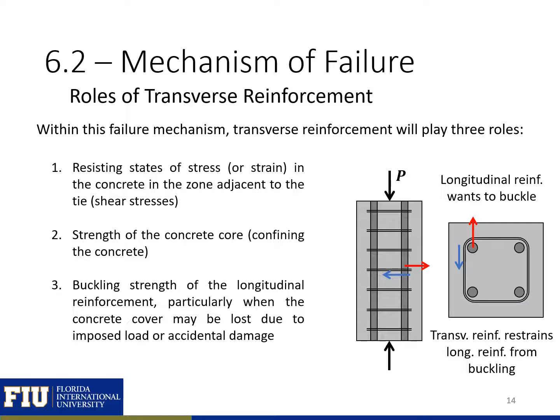Finally, the transverse reinforcement is going to provide buckling strength of the longitudinal reinforcement, particularly when the concrete cover may be lost due to some type of accidental damage or because it's overloaded. So essentially, before the cover falls off, the cover will help resist the buckling of our longitudinal steel. After we lose the cover, our longitudinal steel wants to buckle out, and our transverse reinforcement is going to keep it from buckling or pull it back in. So I illustrate that in these two figures.